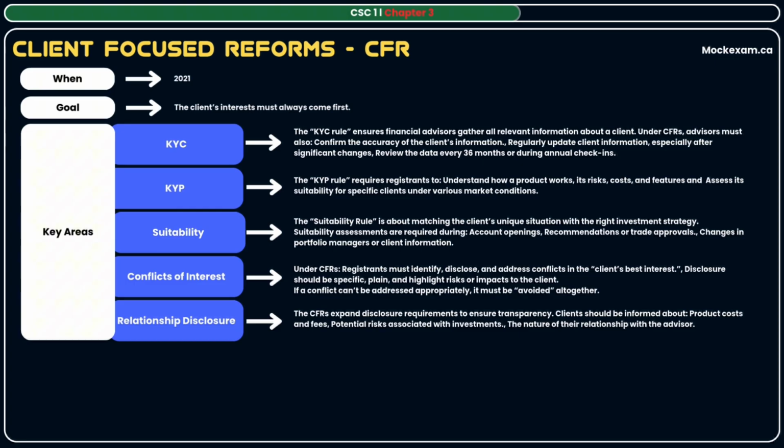So, to wrap it up, the CFR, or client focused reforms, enhanced trust and ensure financial advisors prioritize their client's best interest, whether it's understanding the client's profile, knowing the products, or addressing conflicts of interest. These rules provide a solid framework for ethical and effective financial advising.